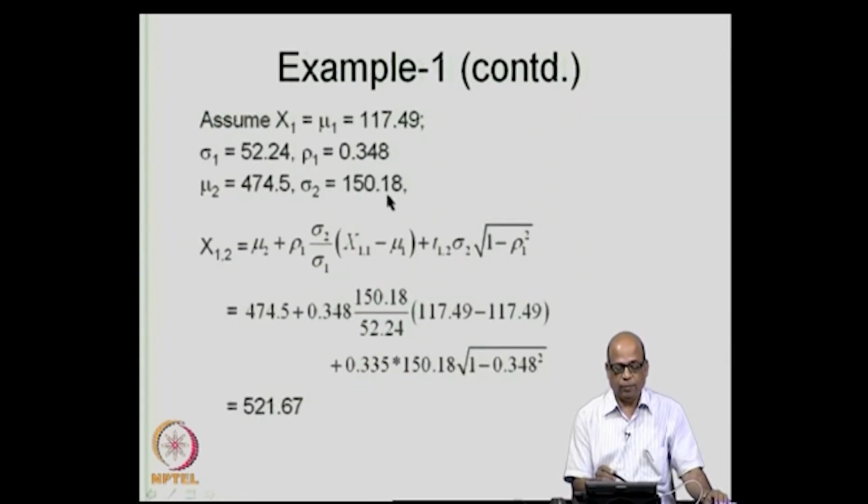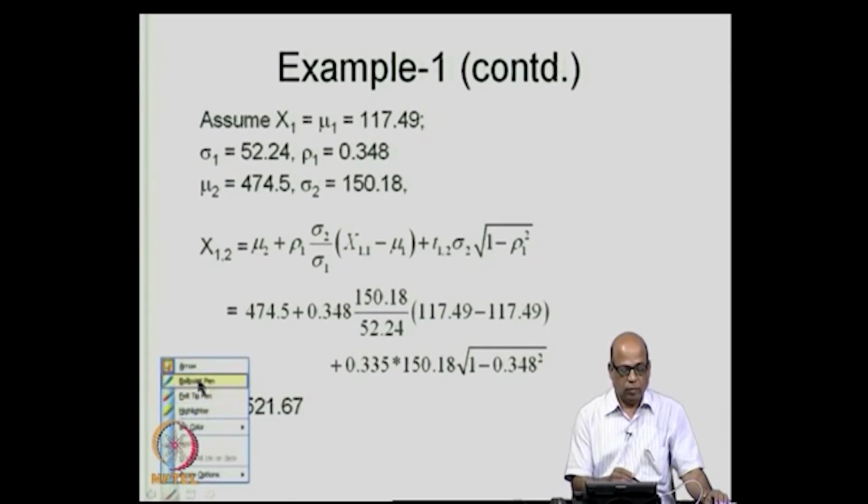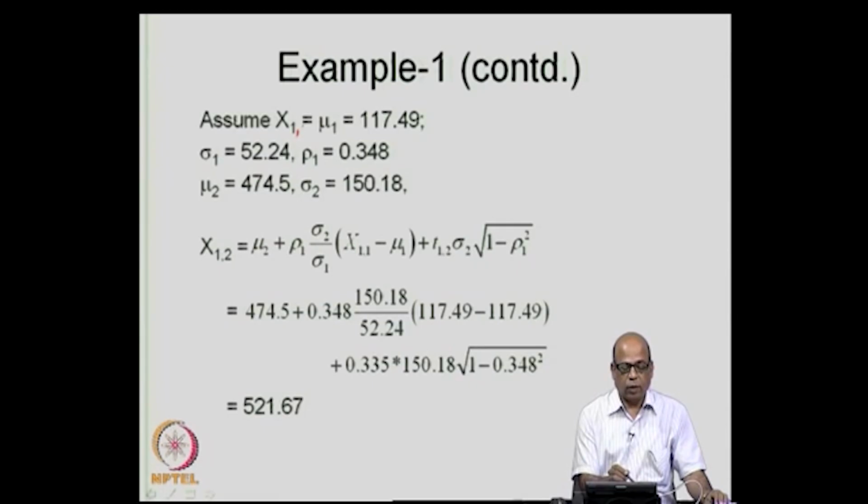These values we use and write x 1 2. What does this mean? The flow for the first year for the second month. So, you would have assumed x 1 1 here. x 1 1 is equal to mu 1, which is what we have assumed, and starting with that we will write this to be 474.5 plus 0.348 into 150.18 by 52.24, etcetera.